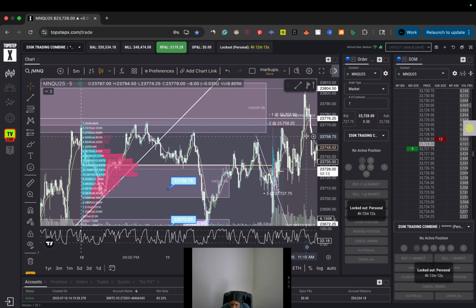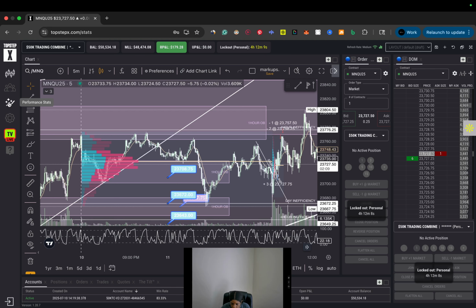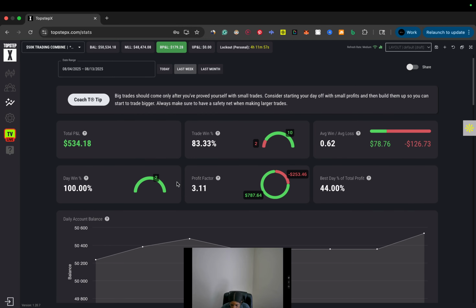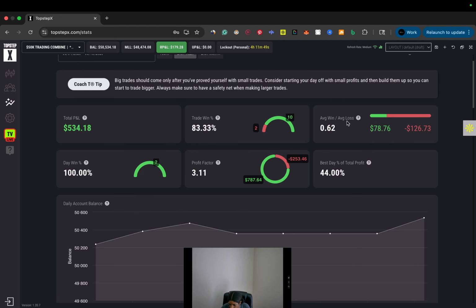So that was the trade for today, and then I'll go over the performance stats real quick. The account is now at $534.18. The target is $3,000, so that's where we're at. Trade win percentage is at 83%. It does this based on each trade, so if you take partials, it counts them as individual trades, which skews it a little. But my profit factor is at 3.1, which is great.